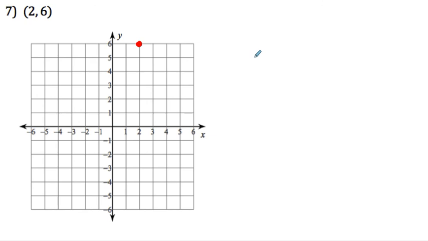So again, like I said, very, very simple concept. All you have to do is start from the middle and count left or right and then up or down and put a point. And again, you need to be able to identify these because what we are doing in section 3.3b will be very dependent on you being able to identify these coordinates.